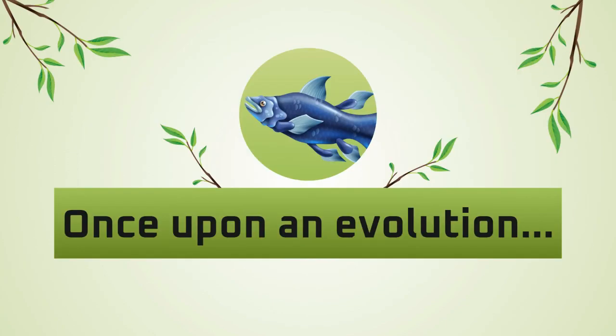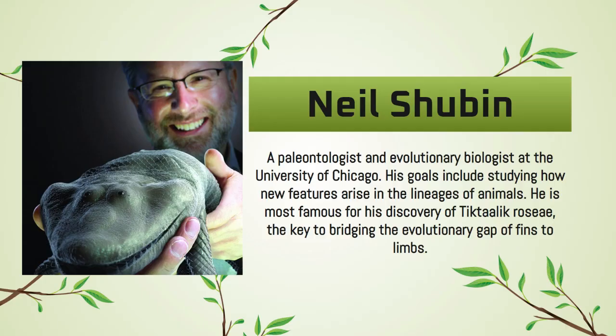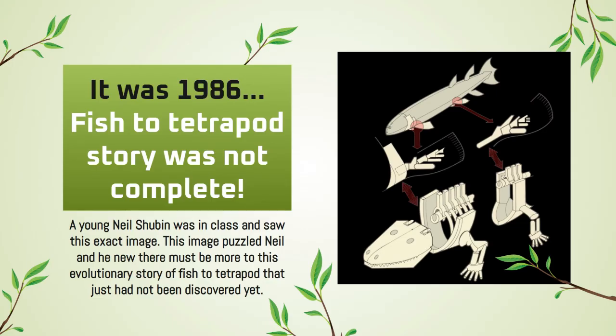So, once upon an evolution, there was a man named Neil Shubin. Today, Neil is a paleontologist and evolutionary biologist at the University of Chicago. His goals include studying how new features arise in the lineages of animals. However, he is most famous for his discovery of Tiktaalik rosea, the key to bridging the evolutionary gap of fins and limbs. But before we get too ahead of ourselves in this story, we're going to rewind a little bit and take it back to 1986.